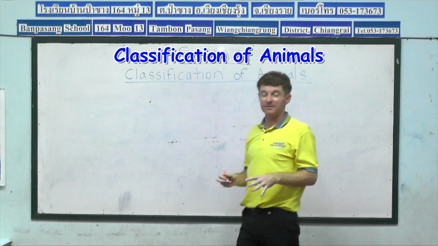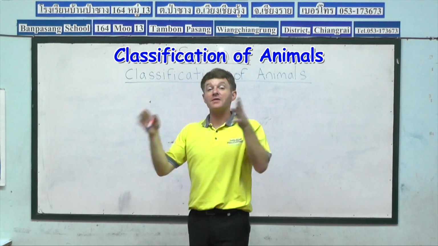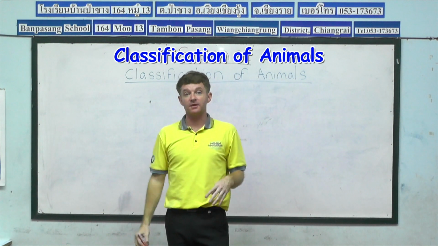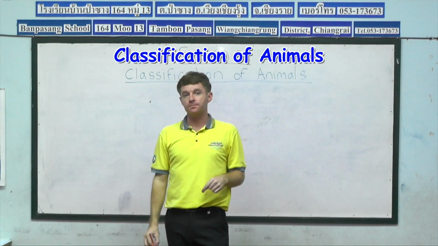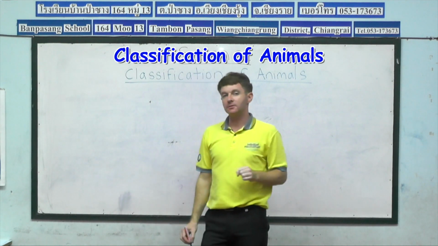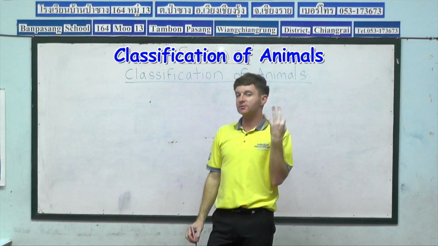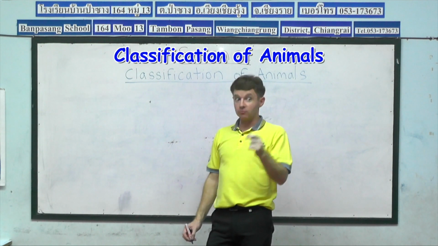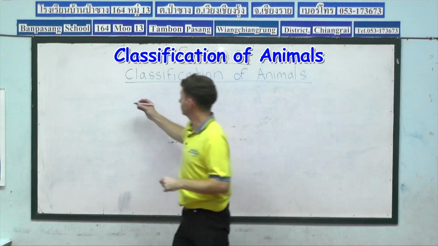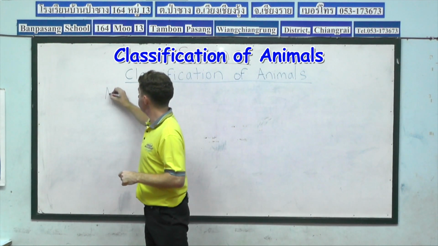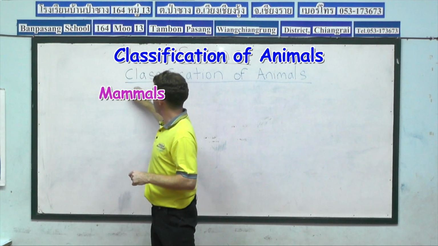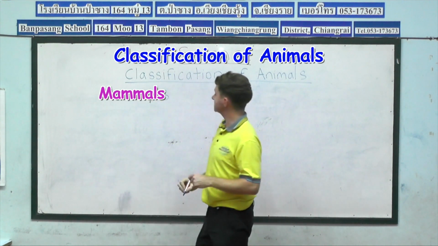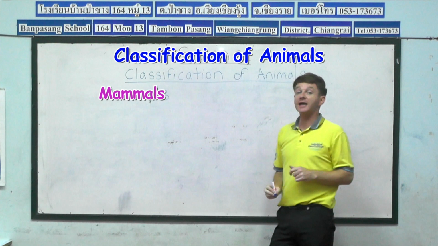And what that means is that we can put animals into distinct groups based on their physical characteristics and things that they do. Now, in the previous lesson, we learned about our first 3 groups of animals. Mammals was the first one. Well done. Okay, so mammals, M-A-M-M-A-L-S.